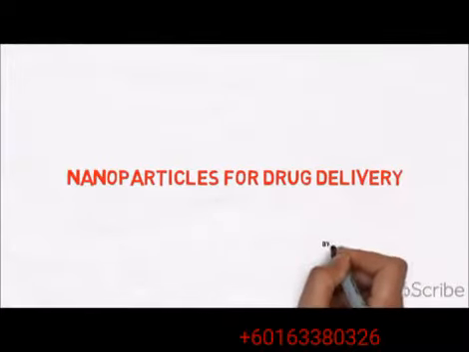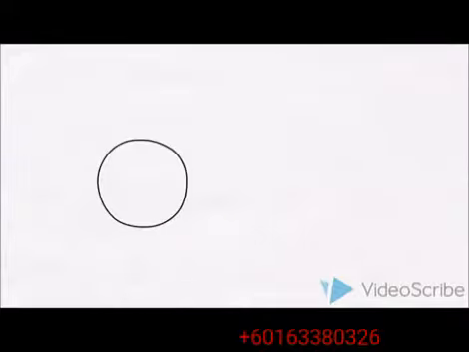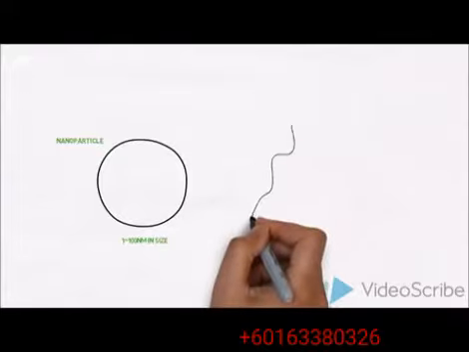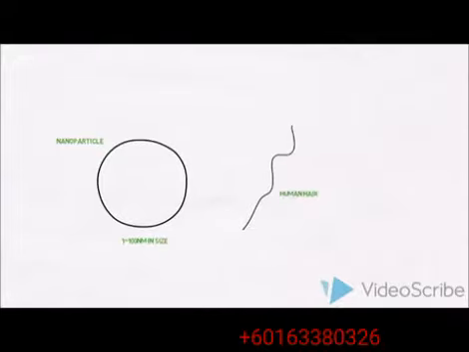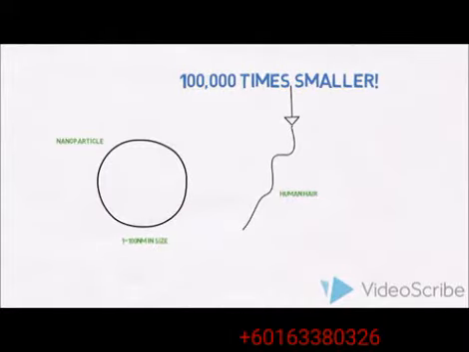And I'm here to tell you about nanoparticles for drug delivery. But first, what's a nanoparticle? A nanoparticle is exactly what it sounds like. It's a small particle about 1 to 100 nanometers in size. And just to give you an idea, if this is a piece of human hair, it's about 100,000 times smaller than the tip right there, so it's pretty small.